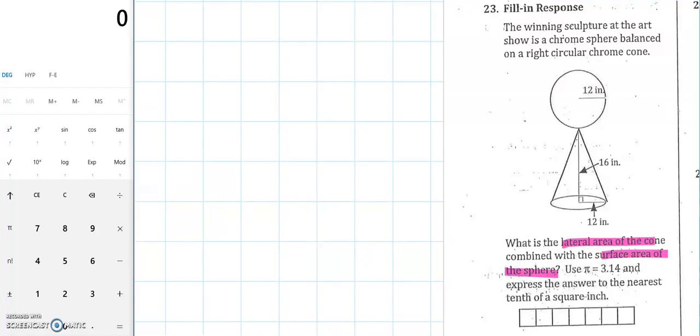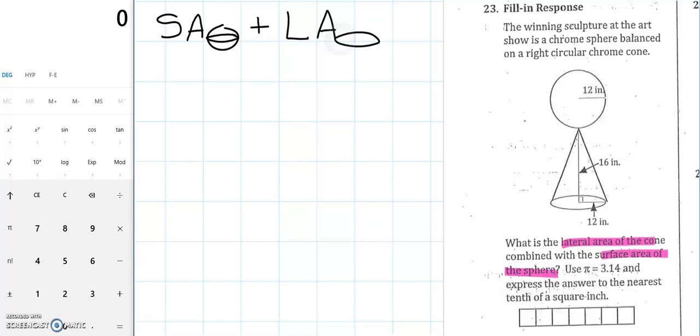Let's write out what we have to do. So we have to find the surface area of our sphere, and then to that we have to add the lateral area of our cone. And in my little visual here, I'm going to go ahead and highlight what I mean by lateral area. I mean just that curved portion, not the area of my base. So I'm going to substitute in the formulas here.